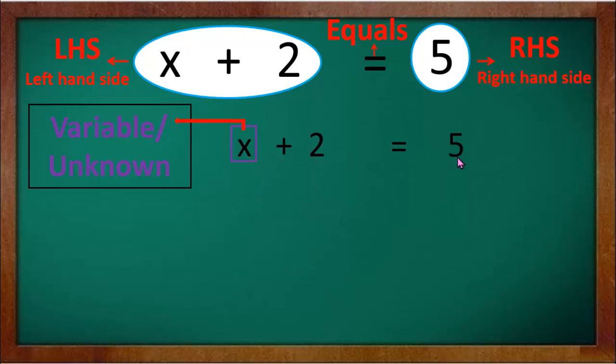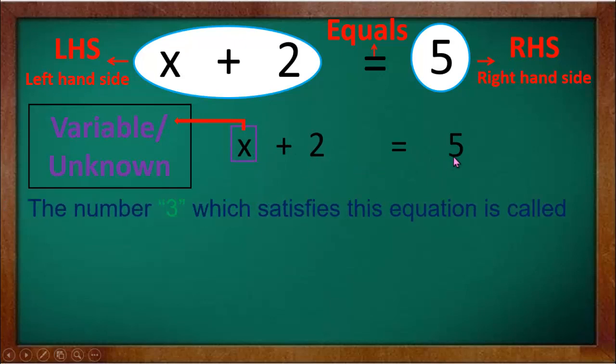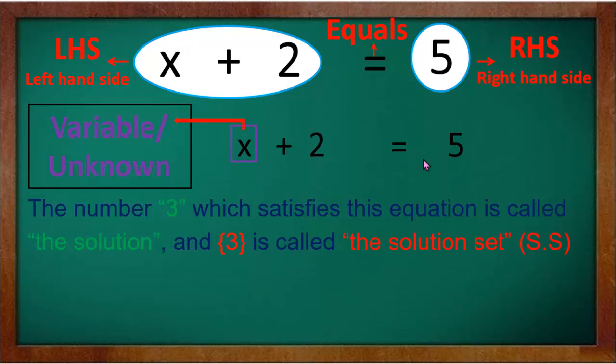It's a very easy question and surely all of you know it. x here is equal to 3. If I add 3 plus 2, I will have the result of 5. The number 3, which satisfies this equation, is called the solution. So, I say that number 3 is the solution of the equation. But when I put number 3 inside a set, this is called the solution set, with the symbol S.S.